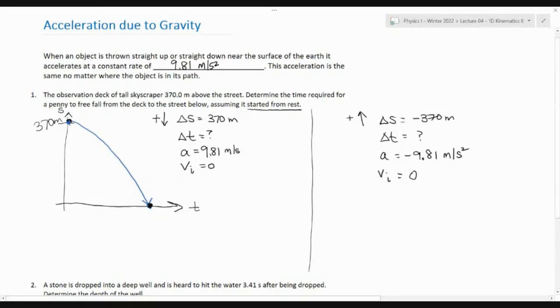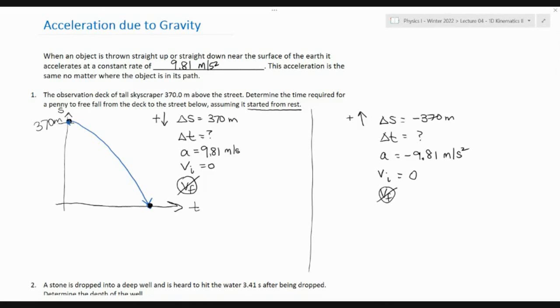So we have everything we need to solve this question, both assuming down is positive or up is positive. It really doesn't matter, so let's start with down being positive. We're looking for delta t. We don't know anything about v final, and we don't want to know anything about v final, in both cases. So we want the kinematic equation that does not involve v final.